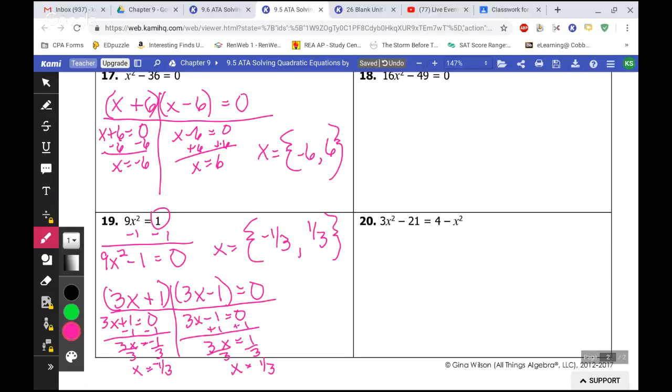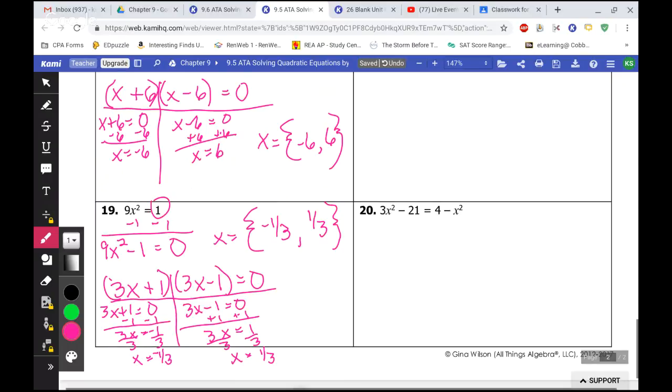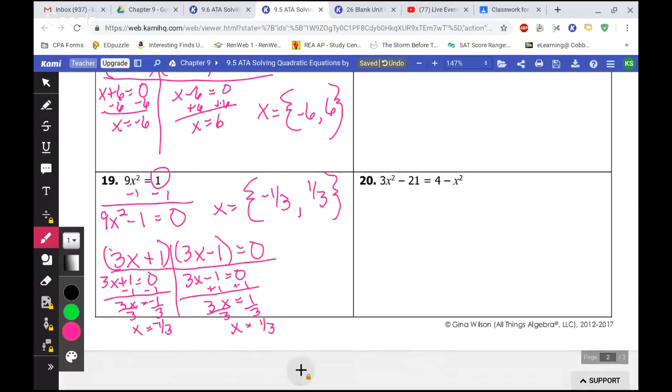I'm going to give y'all a minute to make sure you get all of those copied down. And then we'll move on to more factoring. It's all the same thing. And I believe Grayson pointed it out.